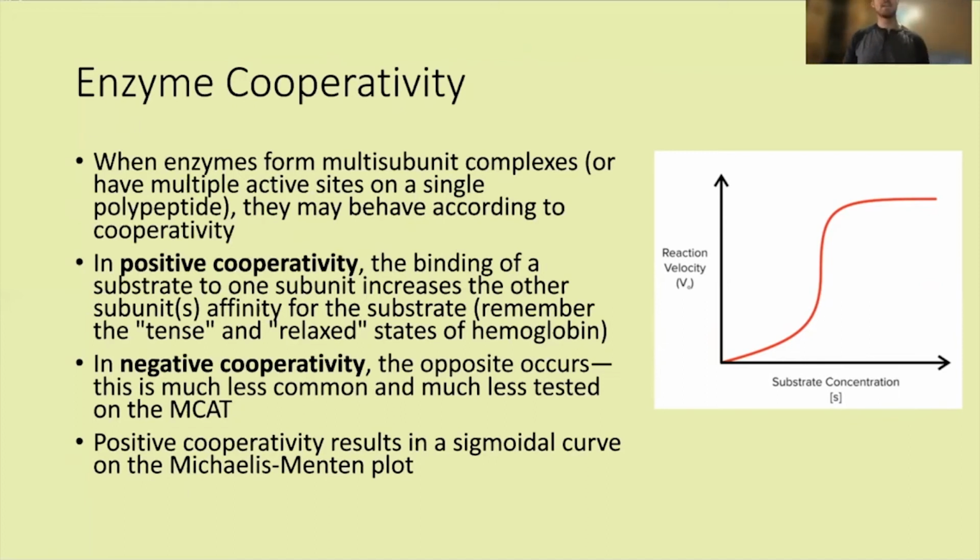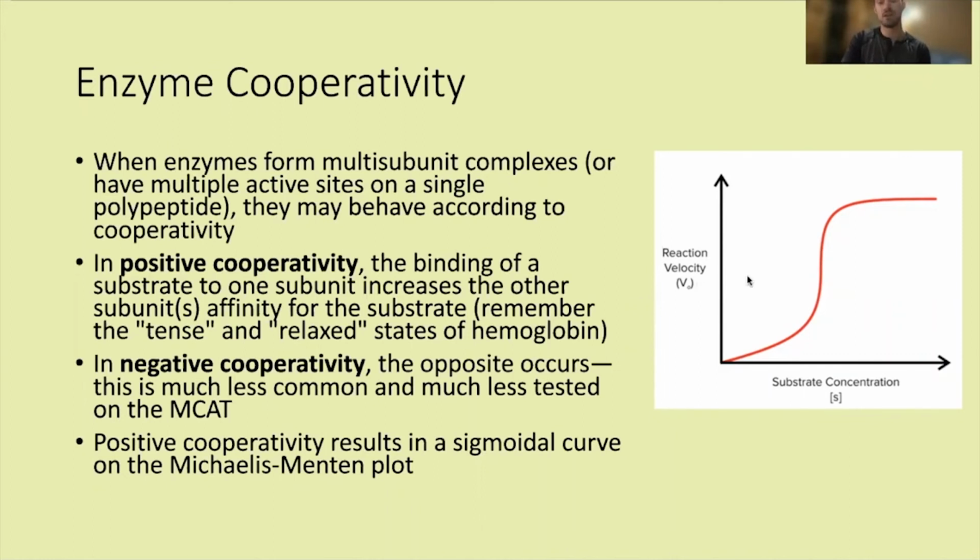So that tense state, it's a little bit more difficult for the substrate to bind, but then once one of the subunits binds to that substrate, it enters a relaxed state where it's a lot easier for the other subunits to bind. So that's what positive cooperativity is. After that first binding, the enzyme actually finds it easier to bind with the substrates. And then negative cooperativity is the exact opposite. That is much less common on the MCAT, but if you understand what positive cooperativity is, you understand what negative cooperativity is. And you really only need to recognize the graph for positive cooperativity.